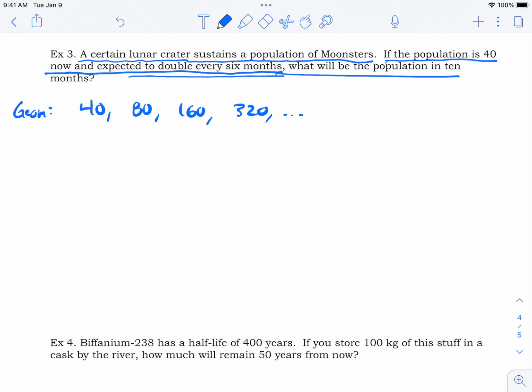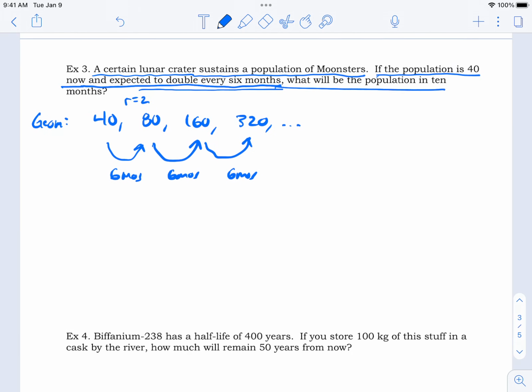And it'll take another 6 months to double again. And it'll take another 6 months to double it again. So see, time is involved here, right? It's not just that we have a list of numbers. I mean, yes, the r is equal to 2, that's for sure. But it takes 6 months to get there. It takes 6 months to make a jump. And the question is, what will be the population in 10 months?